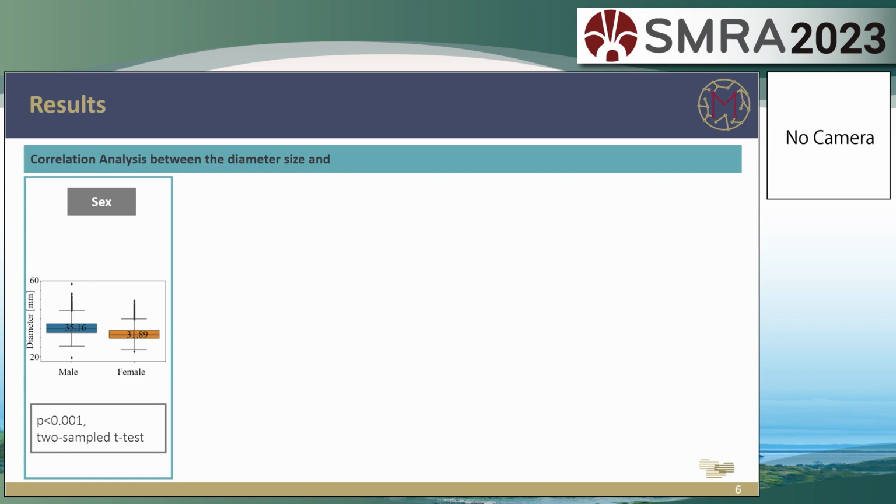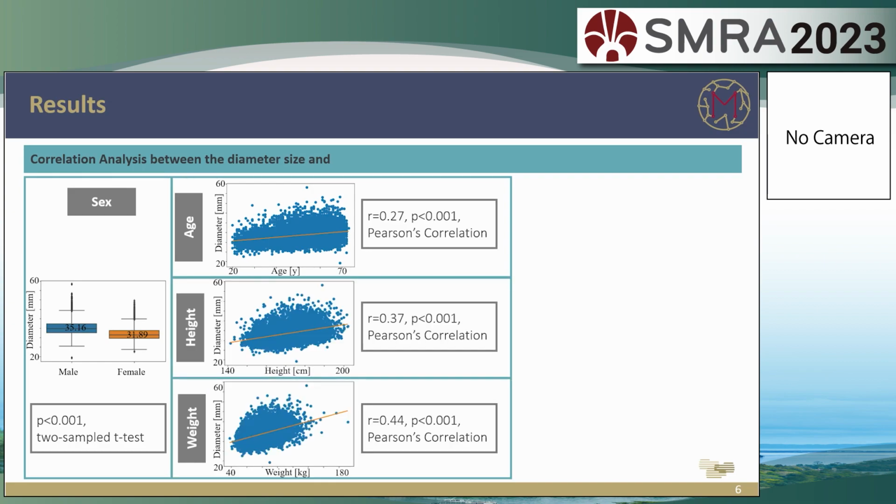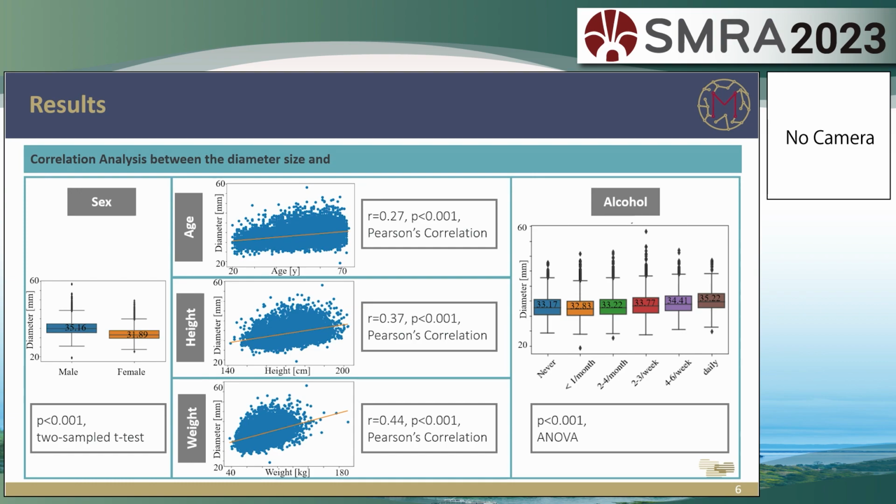And we found that the sex of a subject is related to the diameter size, because males have in general higher diameter size than females. We could also observe a moderate correlation between age, height, and weight, and the diameter size. And for the alcohol consumption, so alcohol consumption was grouped in 6 categories, from drinking never to drinking daily.